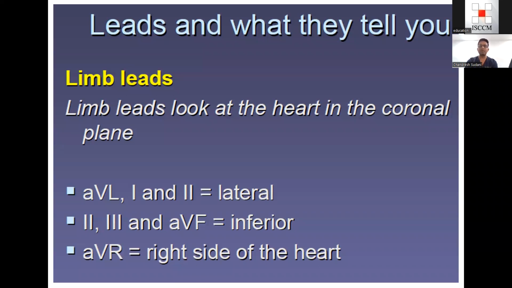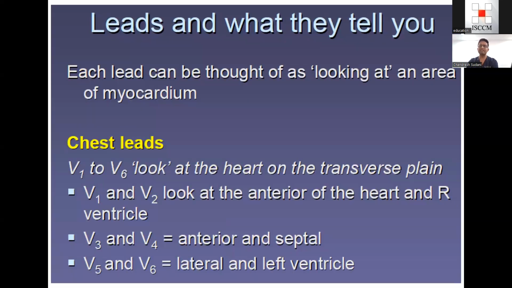So aVL, lead 1 and 2 generally can tell about the changes which happen on the lateral wall of the heart, while leads 2, 3 and aVF always give the information about the inferior part of the heart. aVR, most of the time, looks at the right side of the heart. So each lead can be thought of as looking at an area of the myocardium.